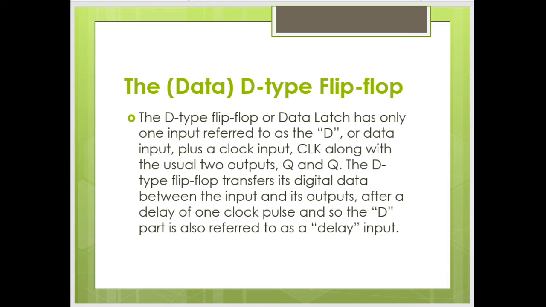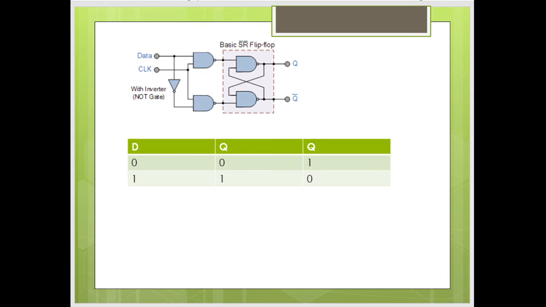The D-type flip-flop is also known as a data latch and has only one input, referred to as D, the data input. When the clock pulse appears, whatever the input is will appear at the output. This is what we have in a D-type flip-flop. It's a very simple flip-flop.